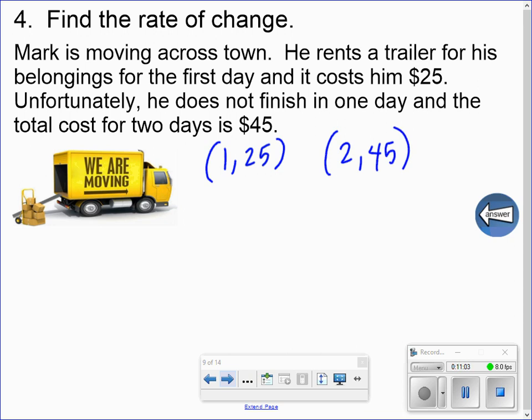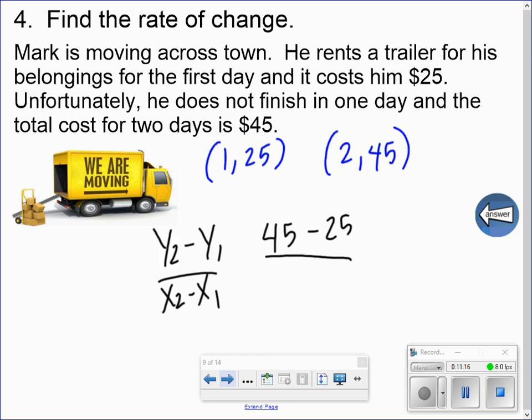So if we find our change in y and change in x using the slope formula, we have 2 points here. My x2 is 2, my y2 is 45, my y1 is 25, my x1 is 1. I could flip those, okay? 45 minus 25, that's a change of 20. 2 minus 1, which is 1. So we're increasing $20 per day.